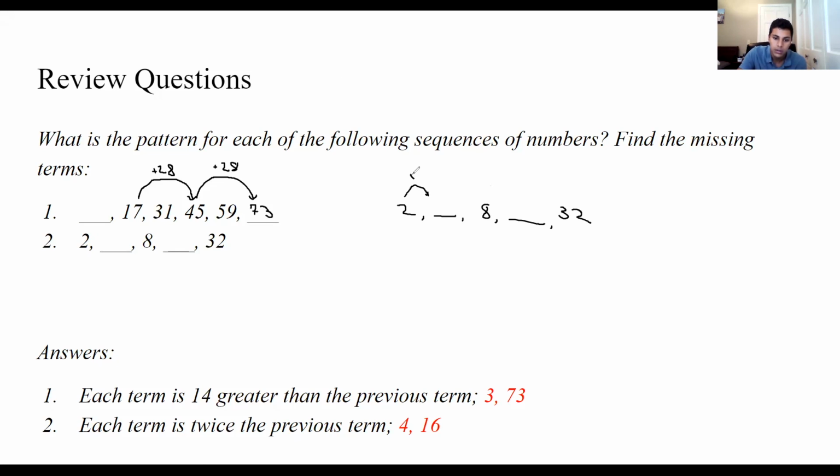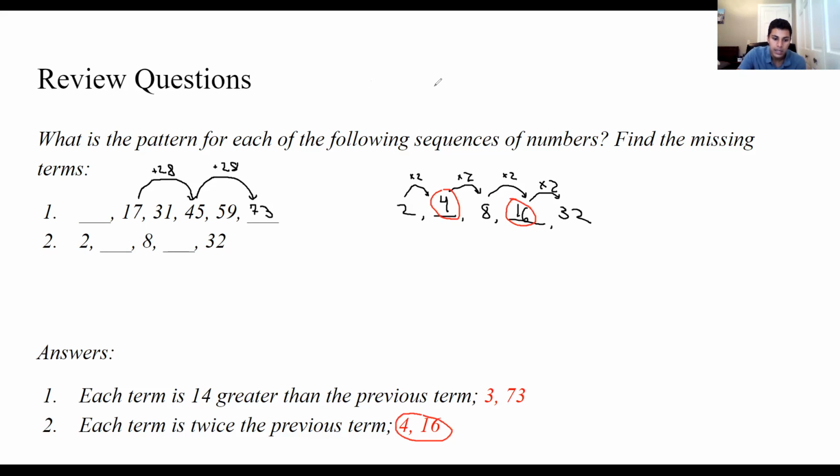2 times 2 is equal to 4, and 4 times 2 is equal to 8. Well, that worked out, but let's test it for this other missing term. 8 times 2 is 16, and then 16 times 2 is equal to 32. And therefore, multiplying by 2 is our pattern. And by doing that, we actually found our missing terms, 4 and 16, because we had to find them to find the pattern. So we know our missing terms are 4 and then 16.